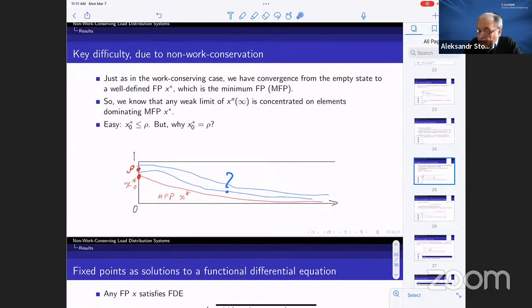The actual load rho, which we fixed, remember that's part of our construction, may be larger. We don't know that this is exactly equal. Who knows that the limit of stationary distributions would not be concentrated on some trajectories which are above this X star, which is in fact the minimum fixed point? We start from empty and we converge to it. It has to be dominated by any other fixed point. Who knows that the limiting process will not live on trajectories which dominate this? This is the key thing.